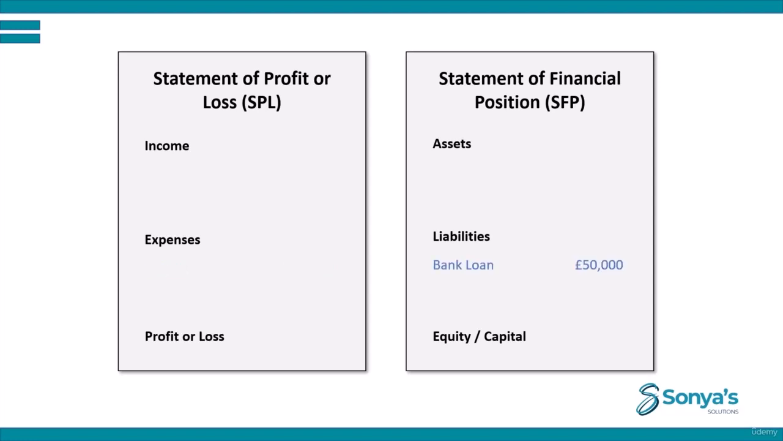Let's say the business has a £50,000 bank loan. The business decides to pay all of it off. Instead of removing the debt from the statement of financial position, the bookkeeper records the repayment as a business expense, which results in profits being £50,000 lower than they should be, and the debt is still showing as outstanding in the statement of financial position.